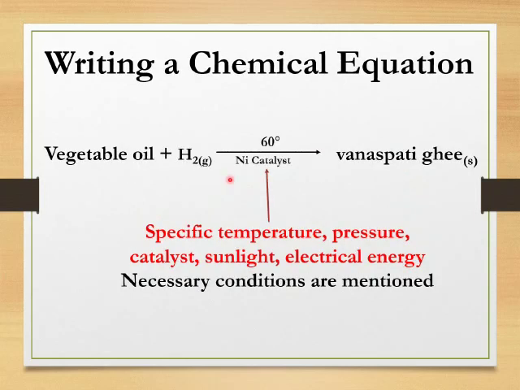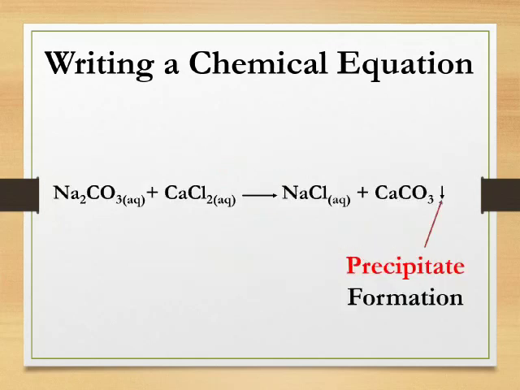Necessary conditions like specific temperature, pressure, catalyst, sunlight, electrical energy, etc. are mentioned above or below the arrow. This downward arrow indicates precipitate formation, that is formation of insoluble substance. Now all these conventions we must use while reading or writing a chemical equation.